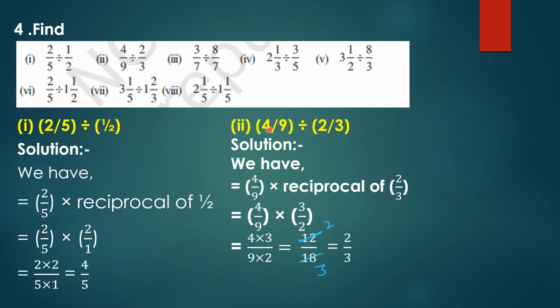The next one, 4 by 9 divided by 2 by 3. 4 by 9 into the reciprocal of 2 by 3, which is 3 by 2. Therefore 4 by 9 into 3 by 2 equals 4 3s are 12 divided by 9 2s are 18. Now here we can cancel, 6 2s are 12, 6 3s are 18. Therefore 2 by 3 is the answer for the given question.